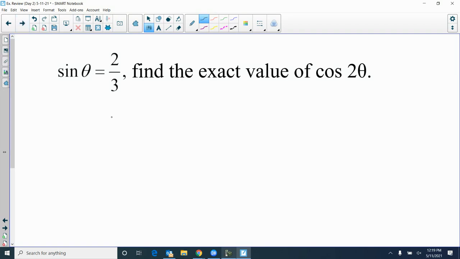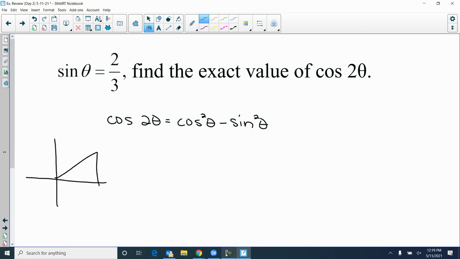Cosine 2 theta. If I remember right, you got 3 of them, right? The first one is cosine squared theta minus sine squared theta. If it doesn't give you a quadrant, you're in quadrant 1. Sine is 2 over 3, so opposite is 2, hypotenuse is 3. If I'm going to use this one, I need to know the cosine. What's going to be my adjacent side?